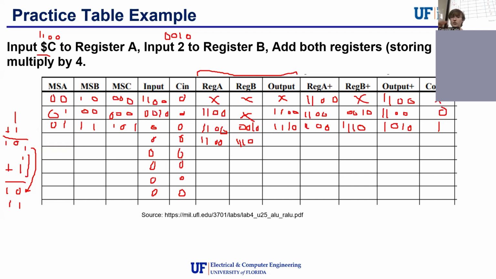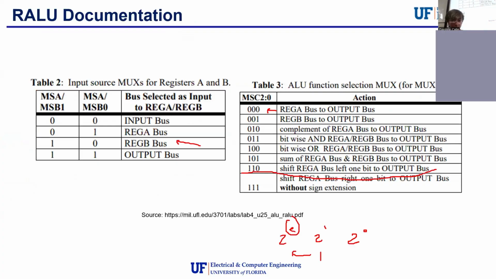So we want MSB to go to the output, and we want it to come into A as the input. So MSA will point to the output bus. MSB, we can just keep it as the same because we're not changing any data. And MSC will be the B, register B to the output bus, 0, 0, 1.